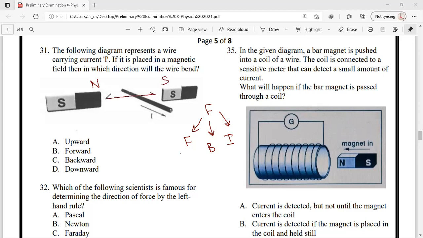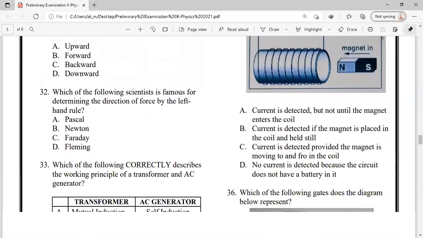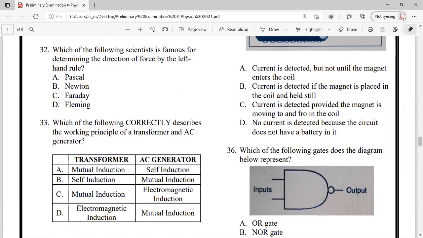So this is north to south, and this is the direction of the magnetic field, and this is the direction of current I. So for finding the direction of magnetic force, we will apply Fleming's left hand rule. Place your forefinger in the direction of the magnetic field and your middle finger in the direction of current. Your thumb, that is acting upward, will be the direction of magnetic force. So option A is the correct answer. Then we have question number 32 and 33.